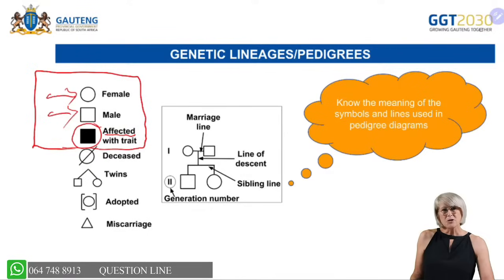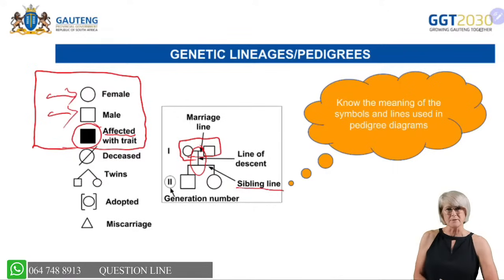Then, how are they joined? How are those shapes joined? If we have a look at this line over here, we see as soon as it's a horizontal line between two individuals, that indicates a marriage line. A vertical line going down like this is usually our line of descent. And that would then indicate that this next generation is the offspring. And a line joining individuals in that next generation are then known as siblings. So in other words, those would be brothers and sisters.